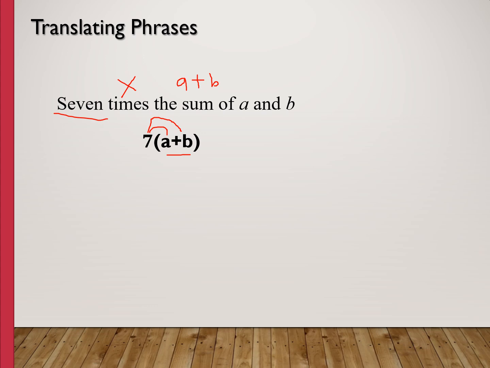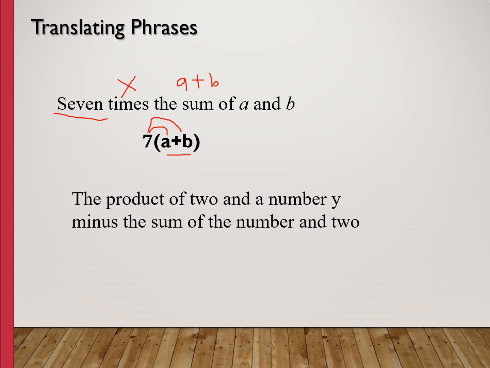Okay? So next we have the product of 2 and a number y minus the sum of a number and 2. So how are we going to write that? Tingnan natin. The product of 2 and a number. Product meaning multiplication, so times. The product of 2 and the number y. So 2 times y.